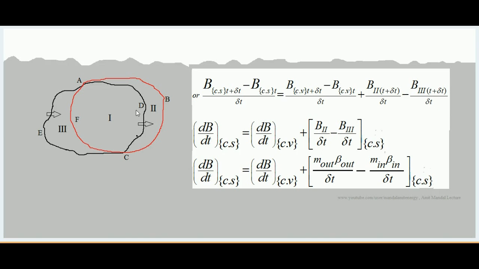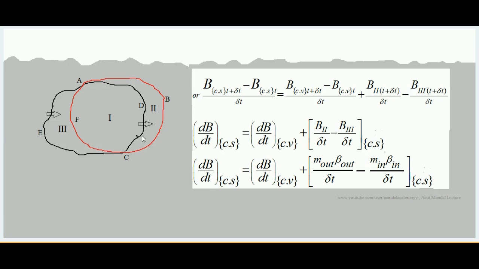Okay, and this is also a part of the control system, because the mass entering inside and the mass going outside are also part of the control system. What is a control system? A control system is a collection of mass particles, that's it. So we can write the subscript CS over here. Now what is this B second? B second is the amount of property which is leaving this control volume at time t plus del t.